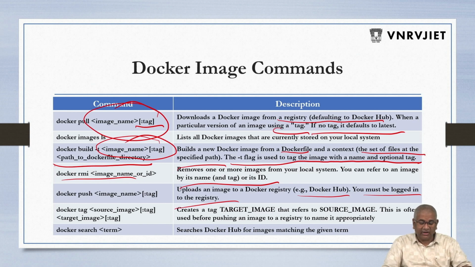Docker search searches Docker Hub for images matching the given term. From the client you can do this, but if you go to Docker Hub, there you also have a search, a visual search. This is like an online search. This one is from the command line, where you are searching Docker Hub. That's pretty much what it is. Again, if your Docker registry is Docker Hub.